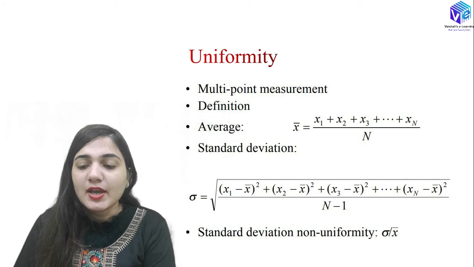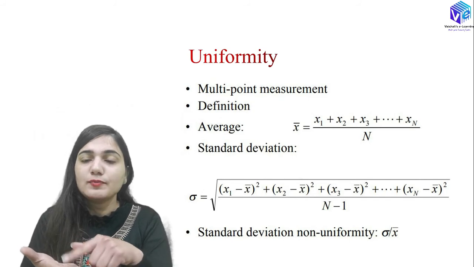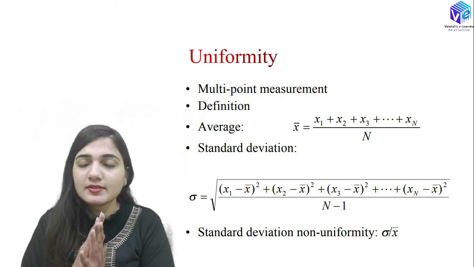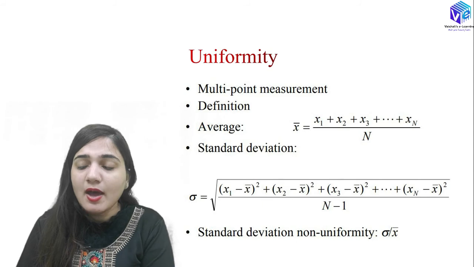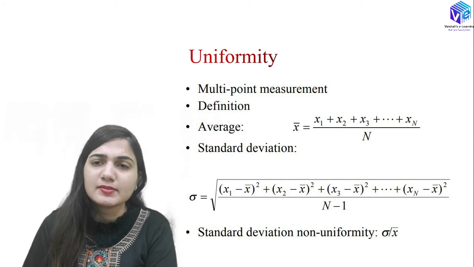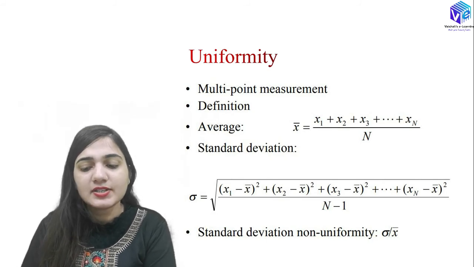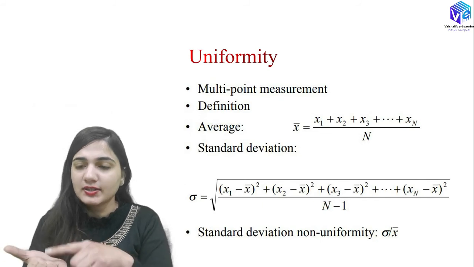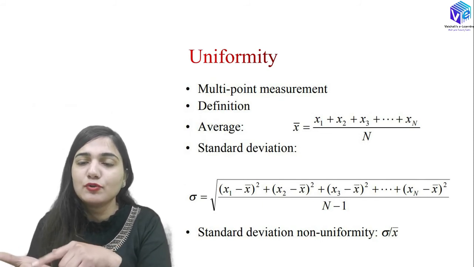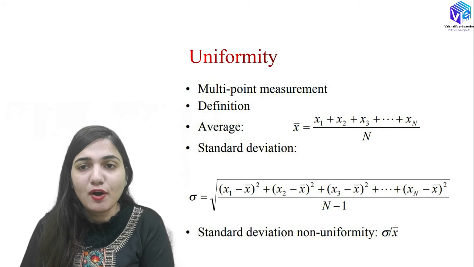Coming to uniformity. Uniformity is measured at multiple points. If I have a wafer, I measure the thickness at multiple points, and it is characterized with the help of parameters like the average, the standard deviation, and many other mathematical parameters. The two basic parameters are the average, or mean, and the standard deviation. We know the mean is the sum of all the values. If I measure the film thickness at a lot of points, I take the sum of all of them and then divide it by the number of points.